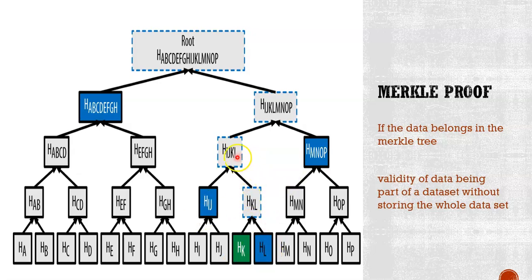From this, you can compute this hash. So all the dashed line nodes can be computed, and all the blue colored nodes data is what we require. So we hardly require only 1, 2, 3, 4 hashes to finally prove that HK is part of the Merkle root, or this Merkle tree. So it becomes way easier than hashing all the transactions together.